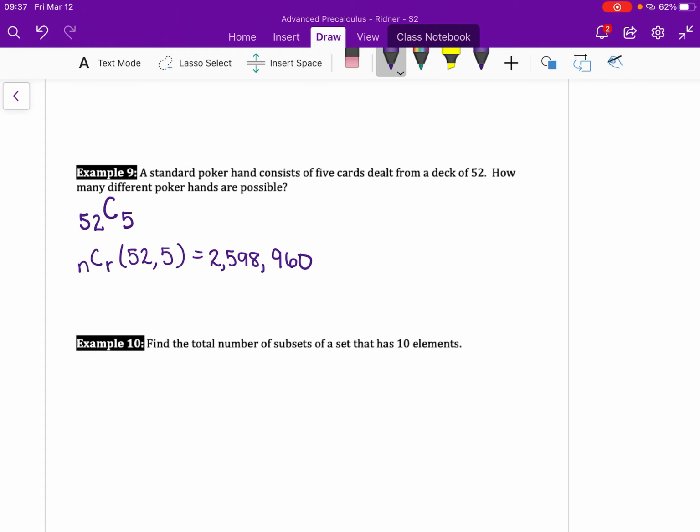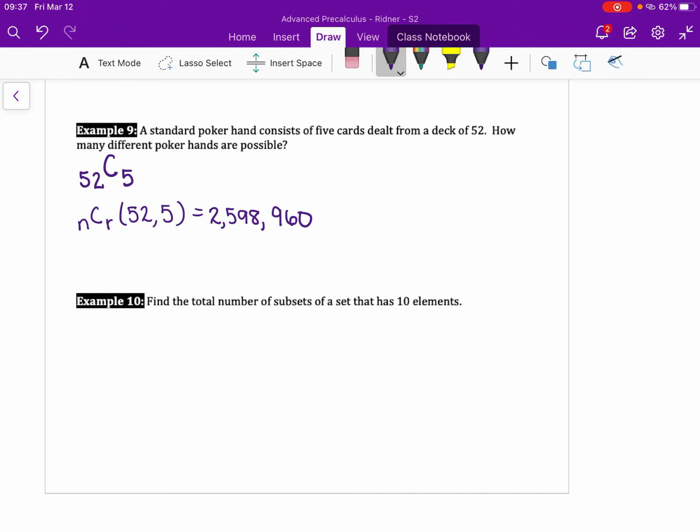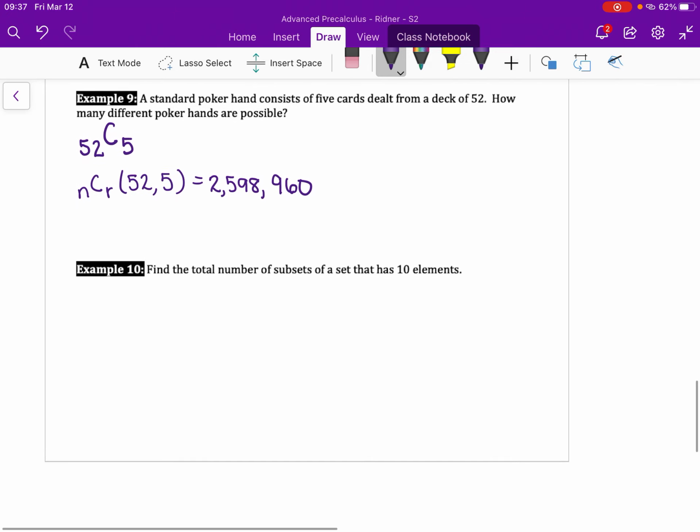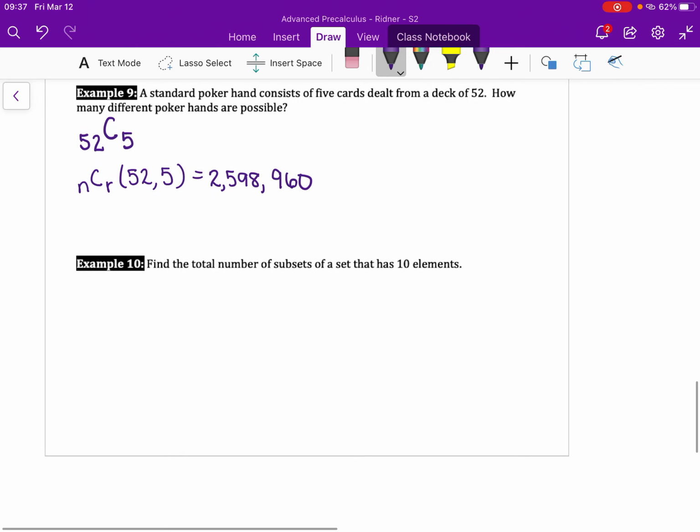And I'm going to stop there for the question, but just to put that in perspective, 2.5 million, closer to 2.6 million different ways to get a hand in poker, but only very few of those win. Your stats aren't looking great there. So that's why the casinos can make the money from the people who play the poker.